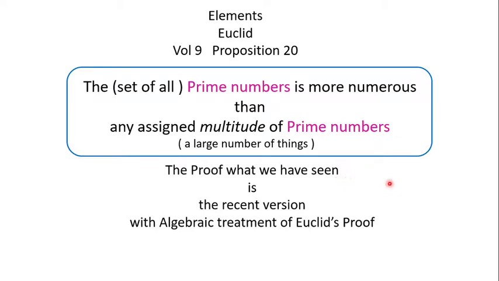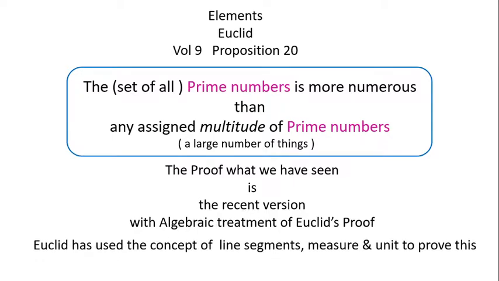The proof, whatever we have seen, is the recent version with algebraic treatment of Euclid's proof. Now Euclid has used the concept of line segment, measure and unit in order to prove this. Using geometry concepts only, he has tried to prove this theorem. It is definitely worth going through it also. I request all of you to find out the proof written by him.